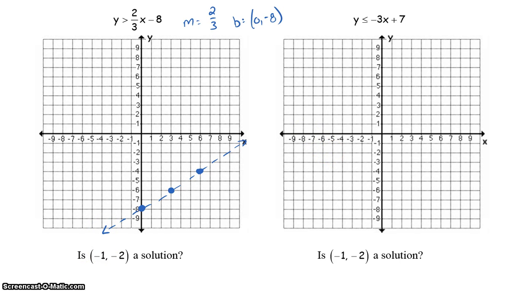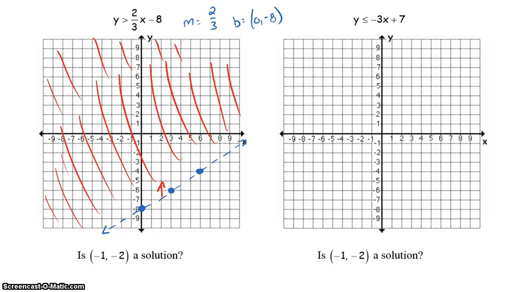The last thing I want us to look at is, do I shade above or below this line? A greater than symbol means I shade above. So with my cursor on the line, I can draw a line up. That's above. That's the section where I will shade. So all of this is a solution, including this part up here.